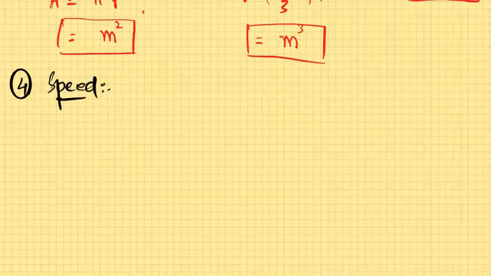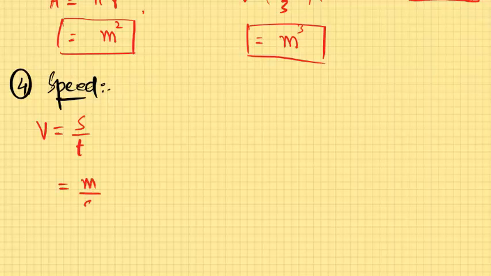Now again, in order to figure out the base unit of any physical quantity, you should know the formula of that physical quantity. So if I'm going to figure out the base unit of speed, I should know that speed is given as distance over time. Distance is a length, and that will be measured in meters per second. So the SI base unit of speed is meters per second.